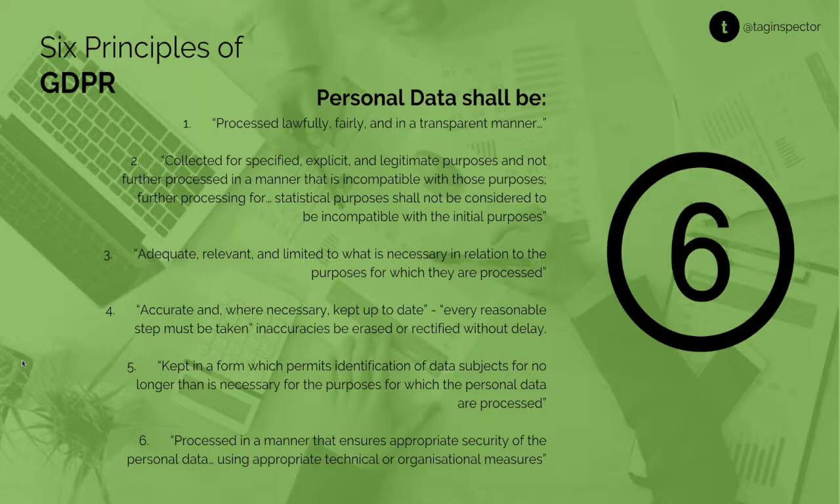Finally, the sixth principle is that personal data must be processed in a manner that ensures appropriate security of personal data using appropriate technological and organizational measures. Data needs to be encrypted, stored securely behind firewalls, all of that. Any technical and operational safeguards, processes, procedures, those need to be outlined, they need to be applied, and they need to be adhered to.